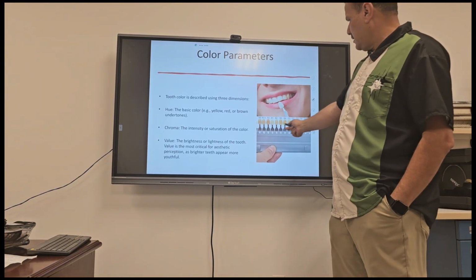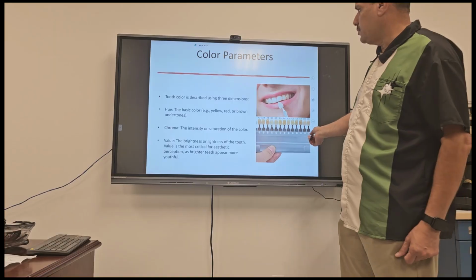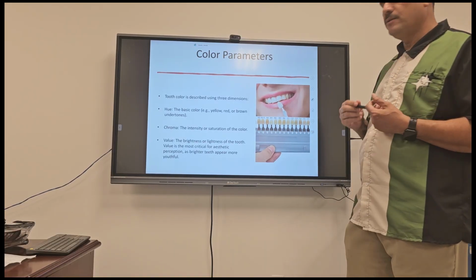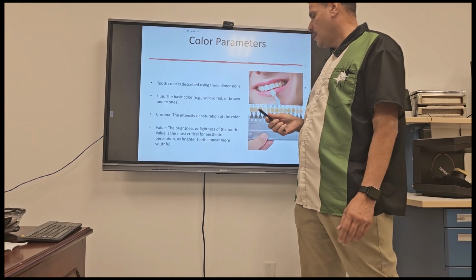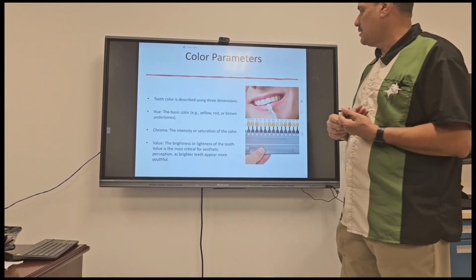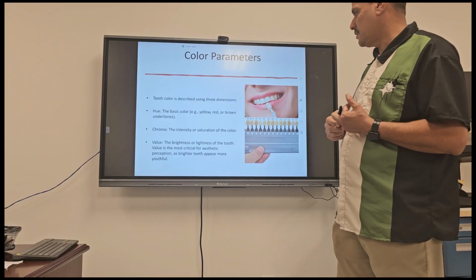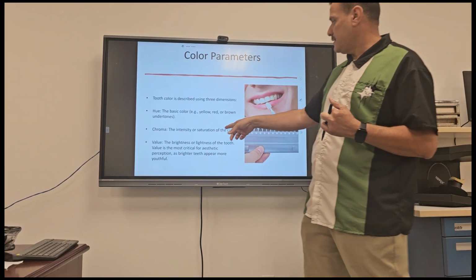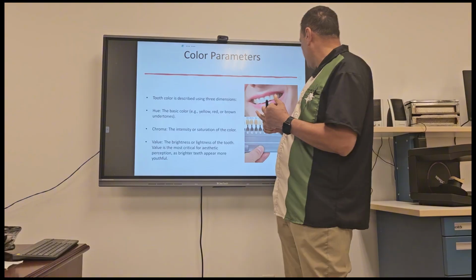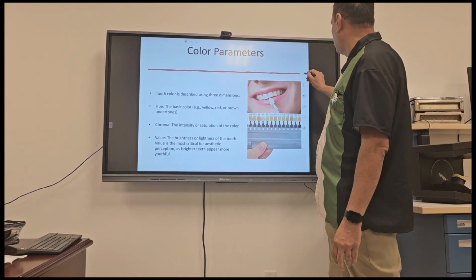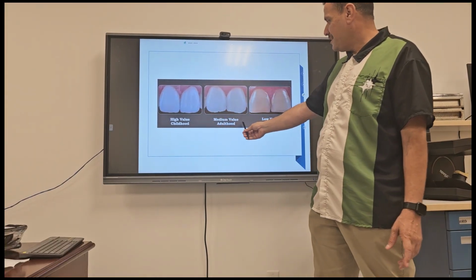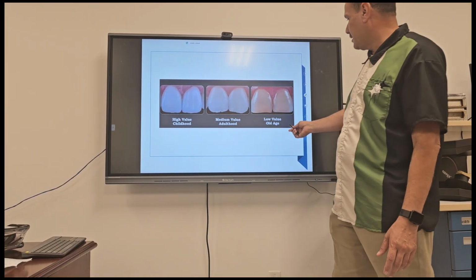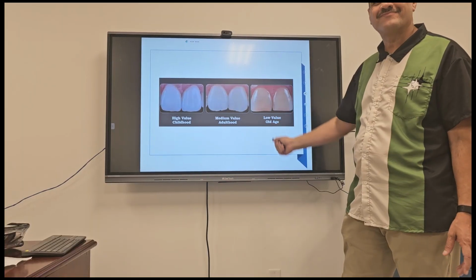This is the Vita, the most common shade guide we use. Tooth color: the hue is the basic color, yellow, red, brown, undertone. The chroma is the intensity and saturation of the color. The value is the brightness or lightness of the tooth. I have a picture of the value. This is high value in childhood, looks white. Medium value in adulthood, and low value when you get old.